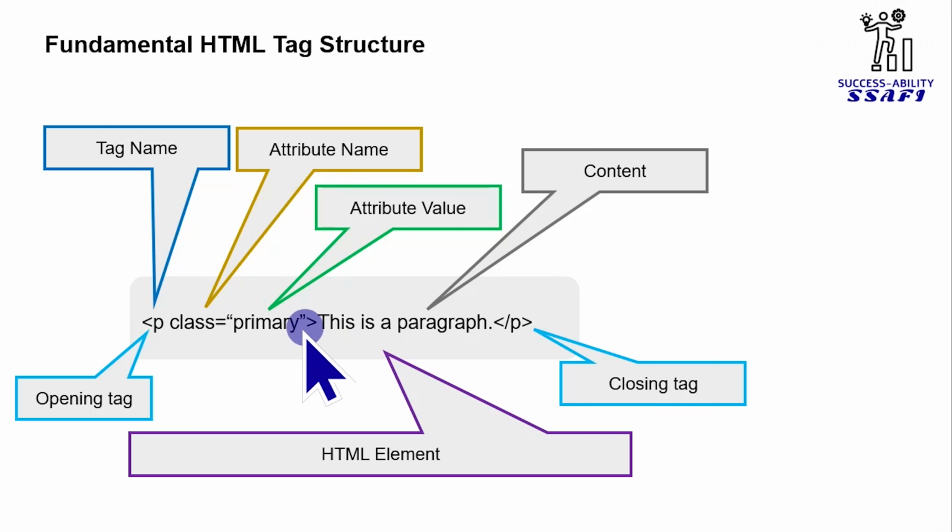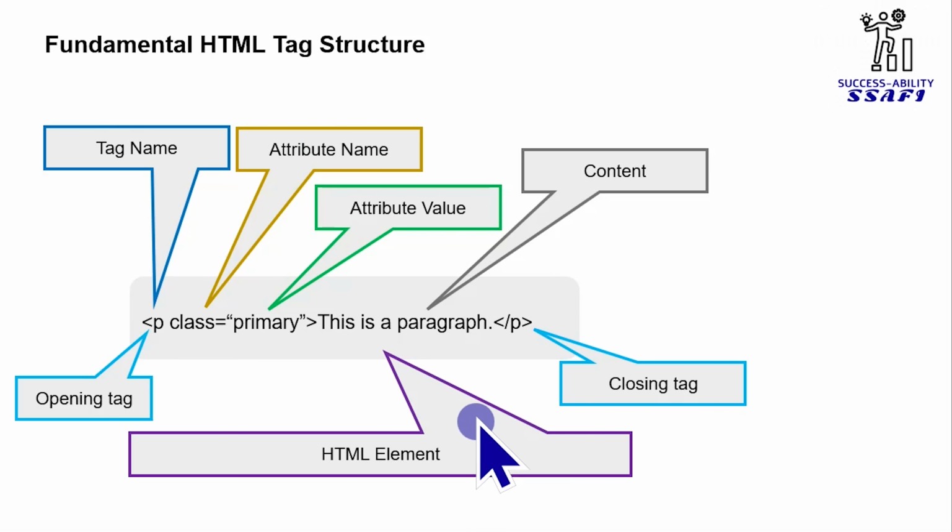Attributes are additional properties within the opening tag. They always show up in the opening tag and they are additional properties and information about an element. Attributes are presented in key-value pairs. To put that simply, we have a class with the value of primary. So our attribute name is class and the attribute value is primary. So we might have id equals value, name equals value, type equals value. So we have attributes in key-value pairs.